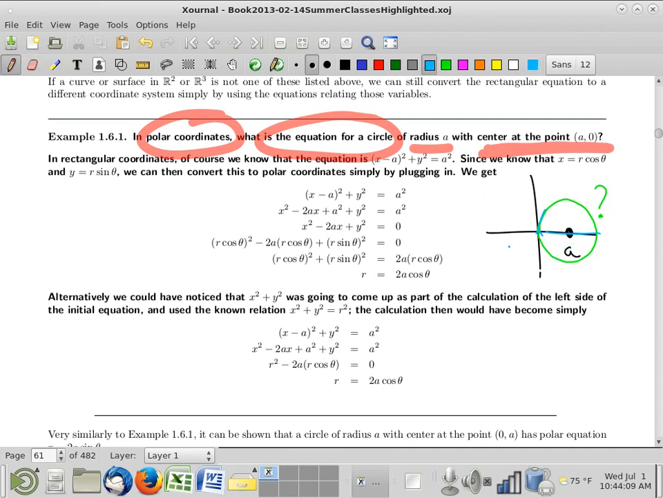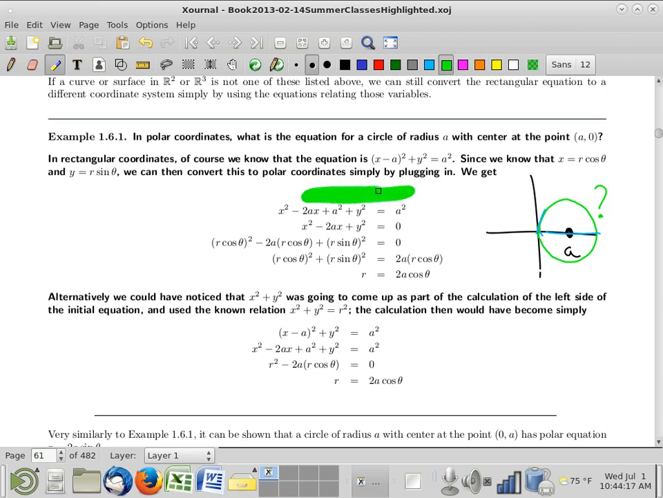So the way we do this is if we write down the rectangular equation. Now this is old news, algebra 2. You can write down the algebra 2 rectangular equation for that circle. X minus a squared plus y squared equals a squared. This gives you the center and gives you the radius. Okay, old fact. And then just multiply it out and make the appropriate substitutions.